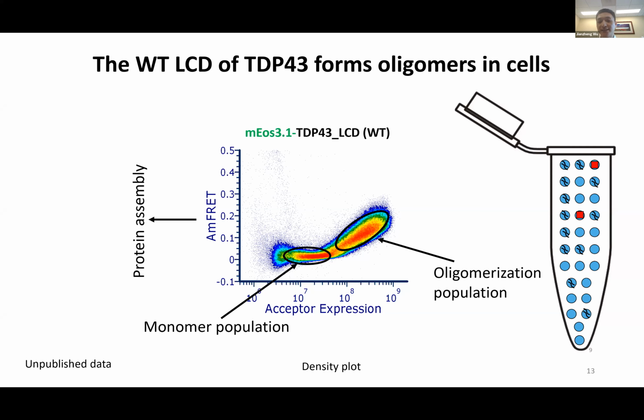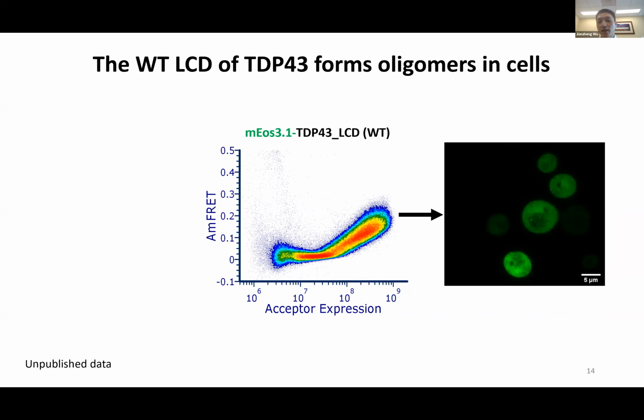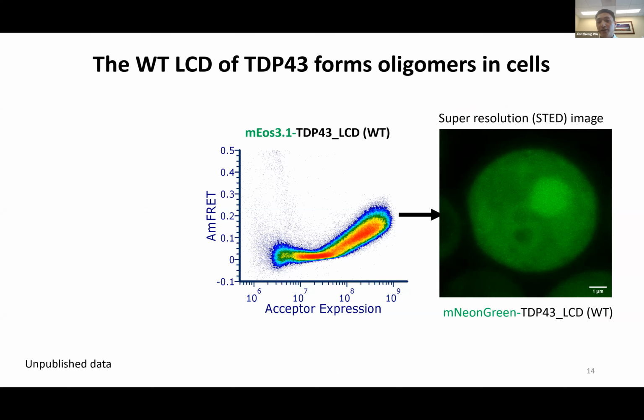Thus, we designate this population as the oligomerization population. The kink position between the two populations reflects the concentration required for the oligomerization to occur. As you can see, in the oligomerization population, the protein shows a diffuse pattern, even using super resolution microscopy.